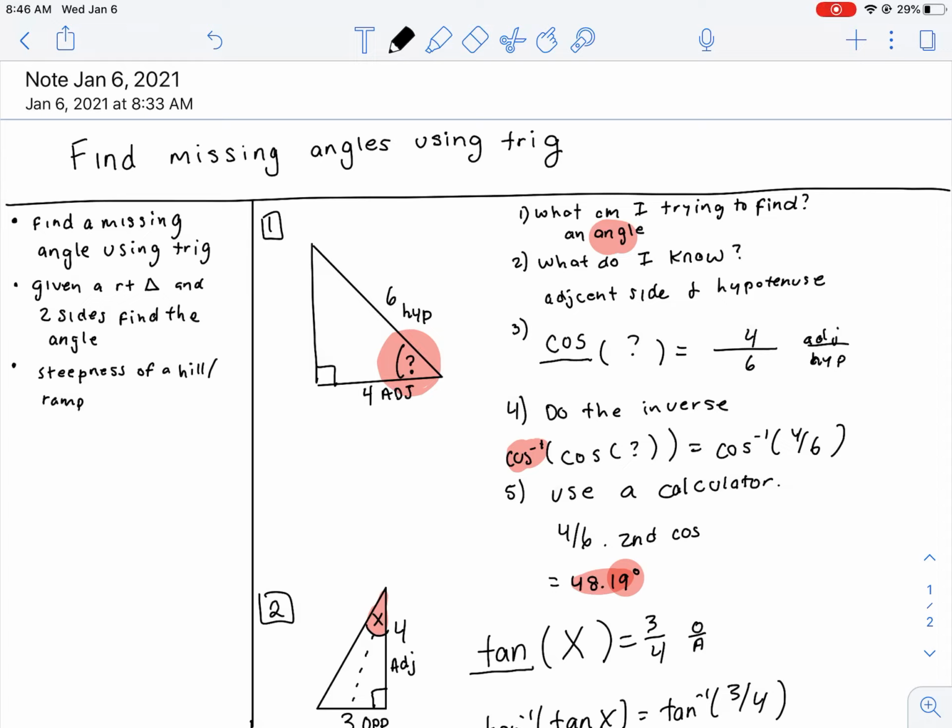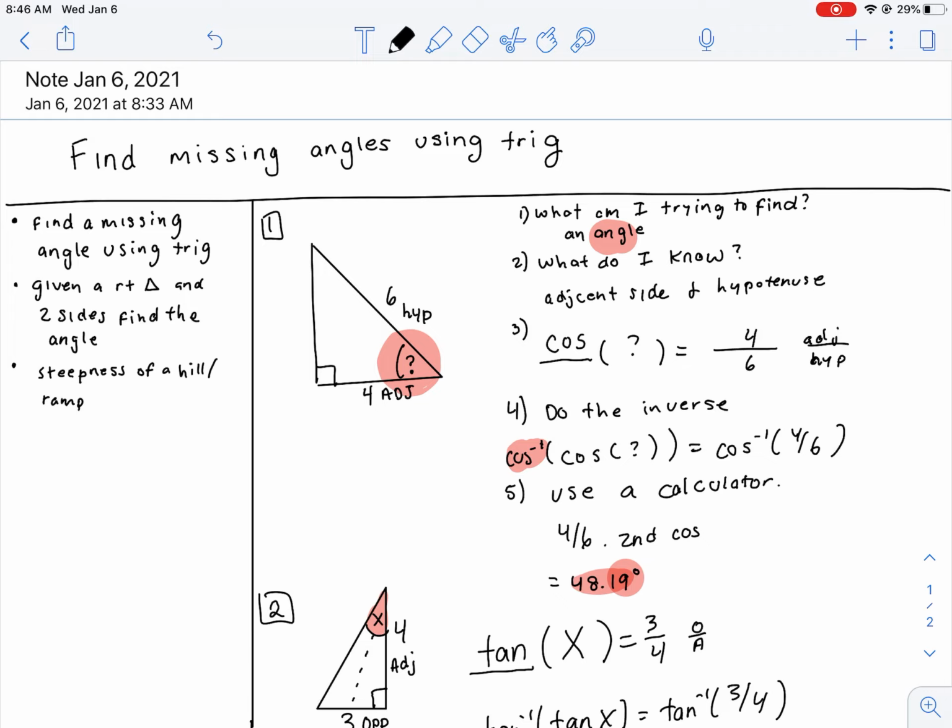Hopkins. Today we're going to talk about finding missing angles using trigonometry. Okay, so that's our big objective today. What you're going to be able to do at the end of the lesson is, given a right triangle and two sides of that right triangle, find the angle for that triangle that you're looking for.